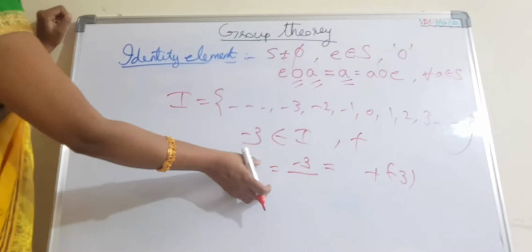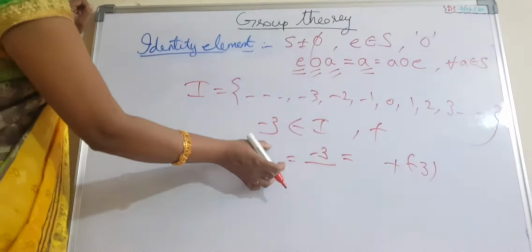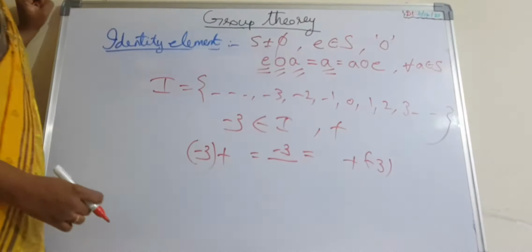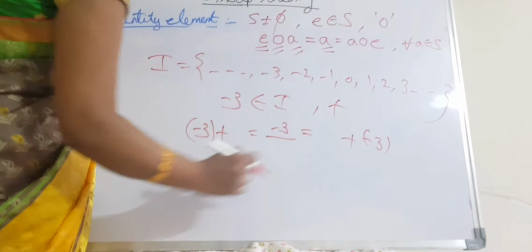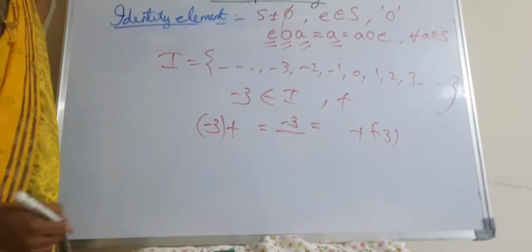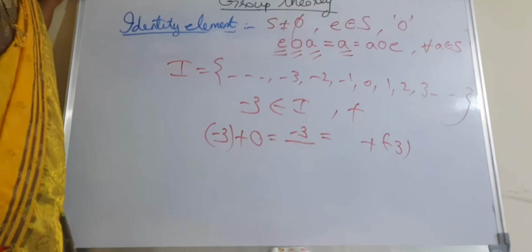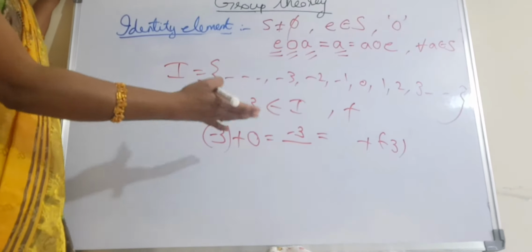-3 plus some identity element, where E is nothing but the identity element. Some identity element must be equal to -3. What is an identity element? When we get the same element, if we have 0. See, -3 plus 0 is -3 only. You can take 2 plus 0, 2 only.